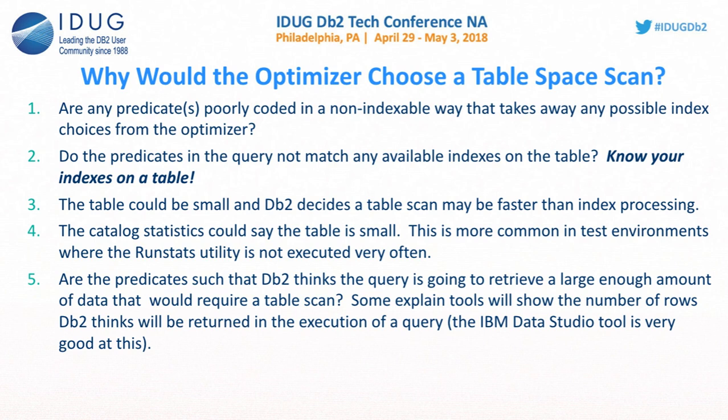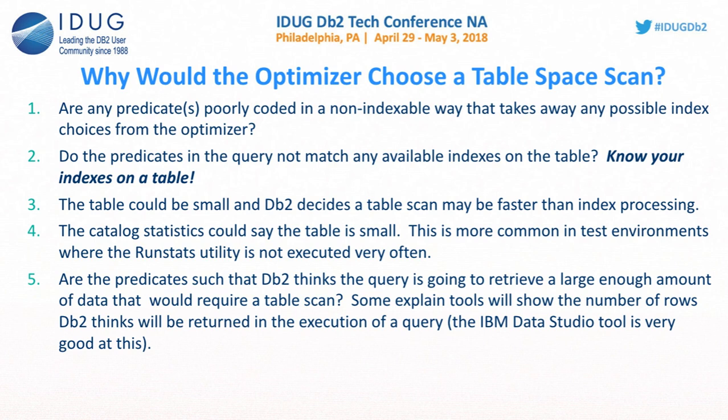DB2 is going to base all of its optimization on what it sees in the statistics in the tables. So we as developers need to make sure we see some discrepancies like this and get with the DBA and say, hey, can you run stats on these test tables because they're way out of whack? They're very old statistics.